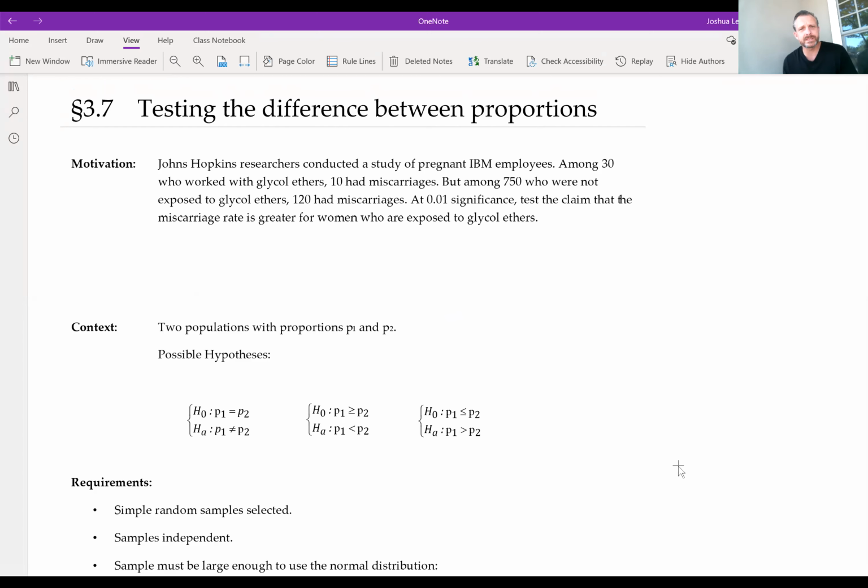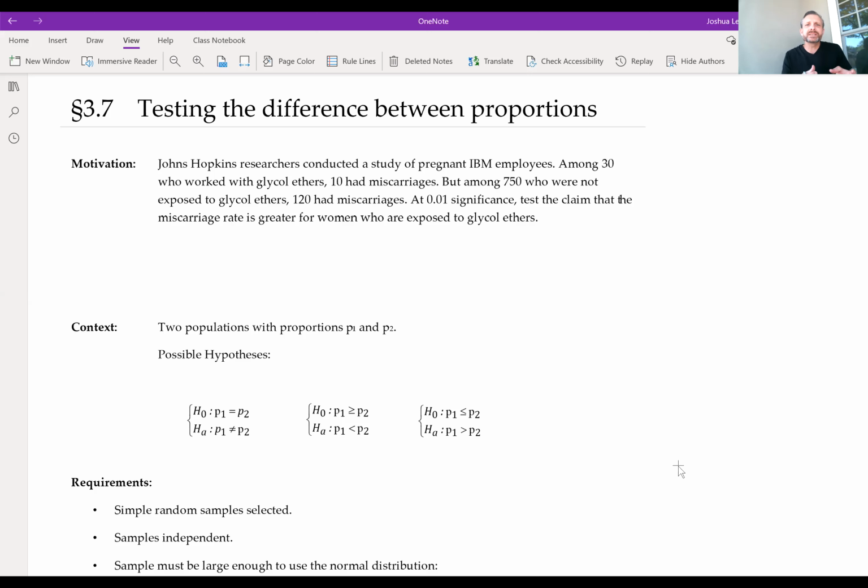At 0.01 significance, test the claim that the miscarriage rate is higher, or greater, for women who are exposed to glycol ethers. Now, glycol ethers, you think of it as some type of lab alcohol, okay? And so what you have here are two different cases, right?